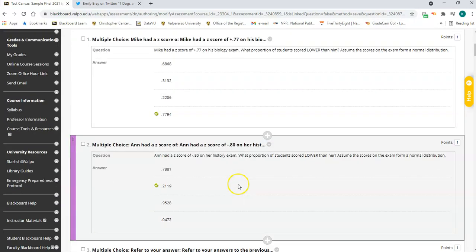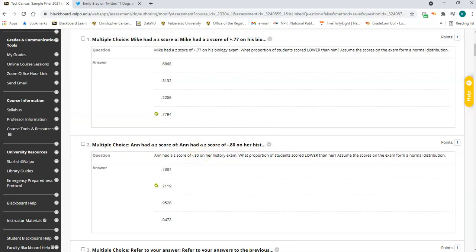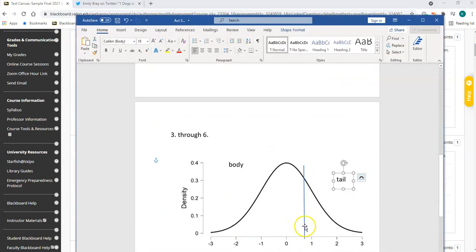Now this next question is asking about someone else, and their z-score is a negative 0.8. And this is a history exam, and that was a biology exam. It really doesn't matter, but that'll come up a little later. So negative 0.8, so let's go look at our picture again. Negative 0.8 would be on this side. And so now the body is on this side and the tail is on this side.